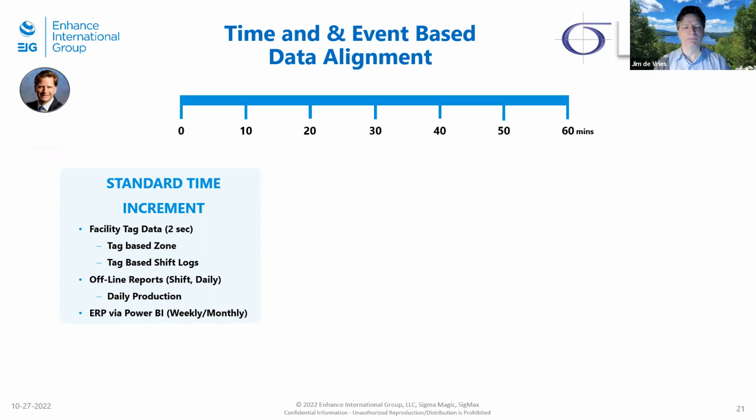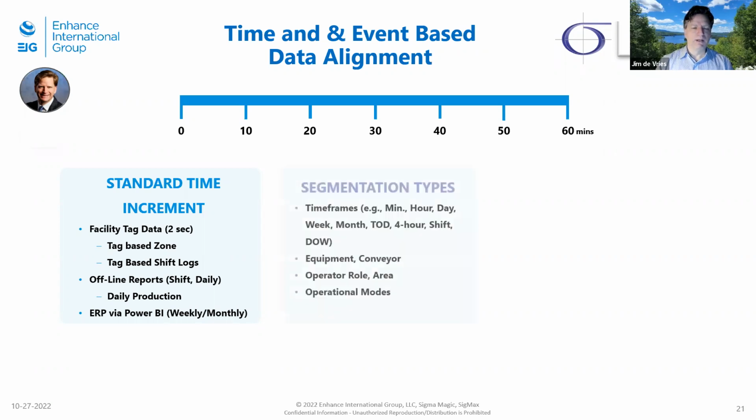And we see these offline reports: our shift reports, our daily report, daily production. You see this on manufacturing floors every day. And then they're rolled up into ERPs via BI, weekly or monthly. So what increment do you do it in? Then you need to look at what you have there from a segmentation type. What are the time frames? Do you have it by minute? Do you segment and take your daily averages, hourly? We always hear about daily average performance. And as Suresh just talked about, looking at the average, and the average of the average, can yield subpar decisions.